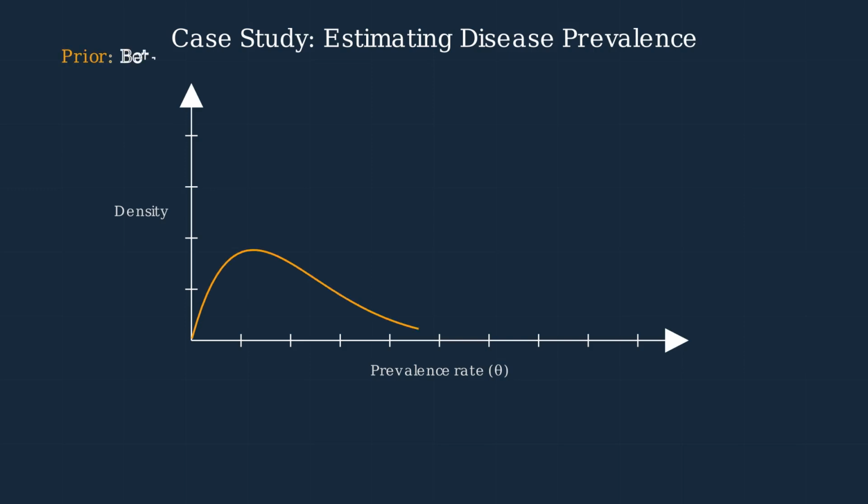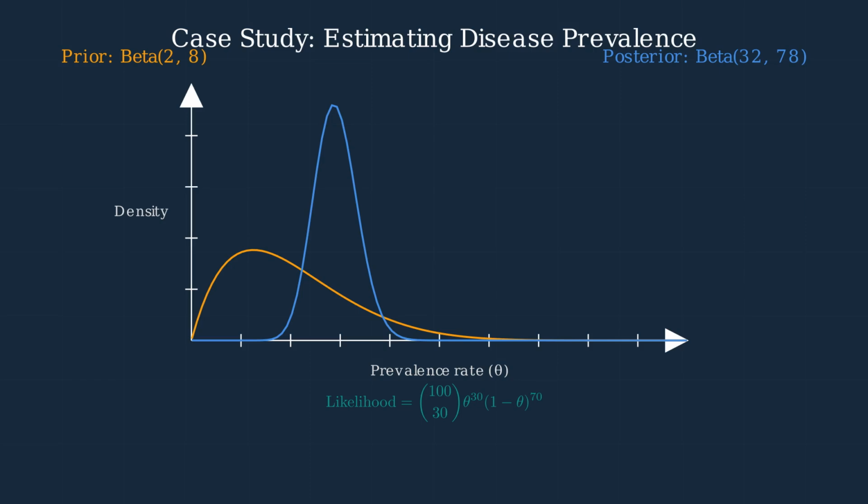We start with our prior belief, represented by a beta distribution with parameters 2 and 8. This curve shows we believe the prevalence is likely around 20%. Our data shows 30 positive tests out of 100. The likelihood function is binomial, representing the probability of observing this data for different values of theta. When we update our prior with the new data, we get a posterior beta distribution with parameters 32 and 78.